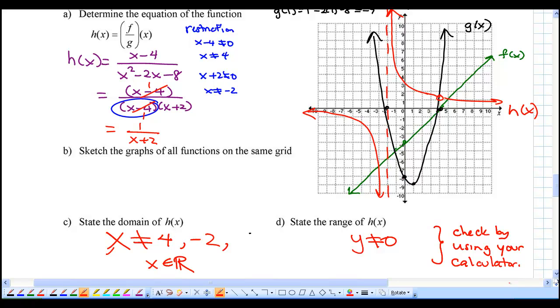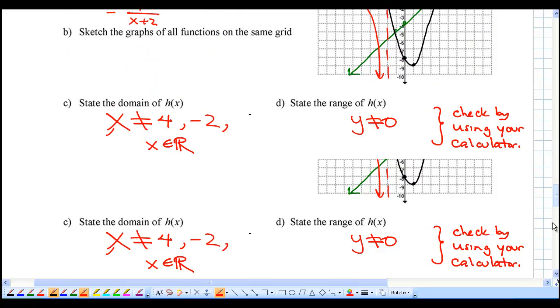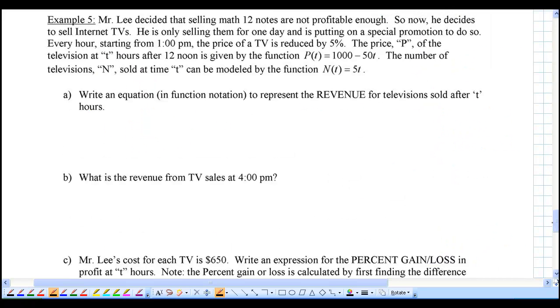Okay, so one last one we'll do. That's example number 5. Here's the word problem for this section. And once again, I'm going to bring back the idea of my math notes. And here I've decided that selling math notes just wasn't profitable enough. So what I'm going to do now is I'm going to sell some internet TVs.